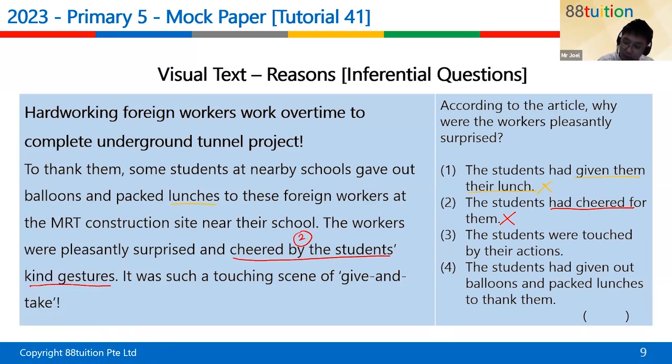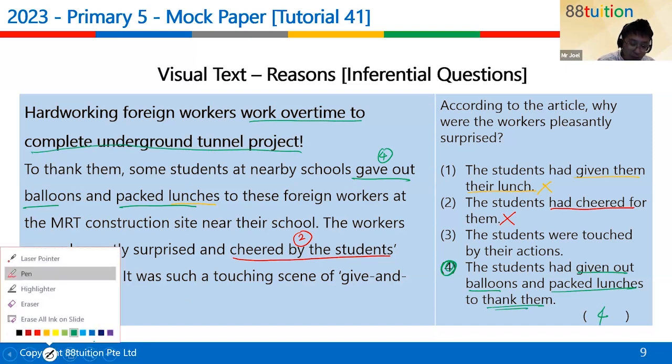Now, why is the answer number 4? The answer is number 4 because the students had given out balloons and packed lunches to thank the workers. Did they do that? Yes. They gave out balloons and packed lunches, all right, to thank them. Why? Because they had worked overtime to complete underground tunnel project. So the answer here is, so that's where 4 is, and 4 is your answer. So 4 is the correct answer.